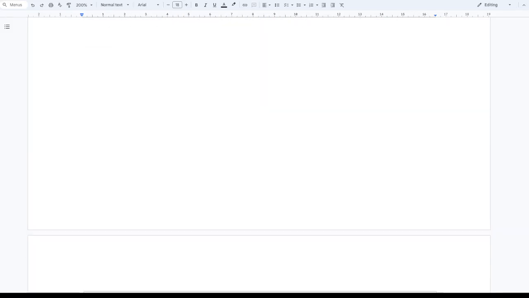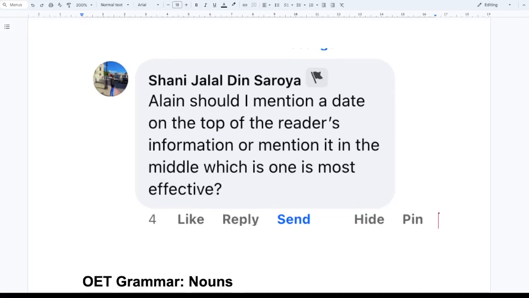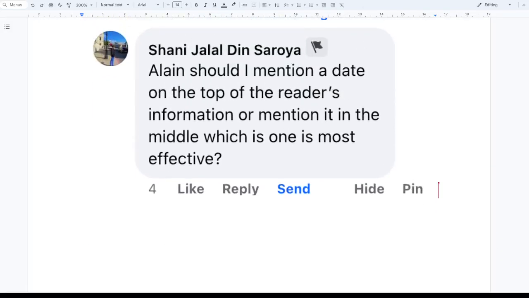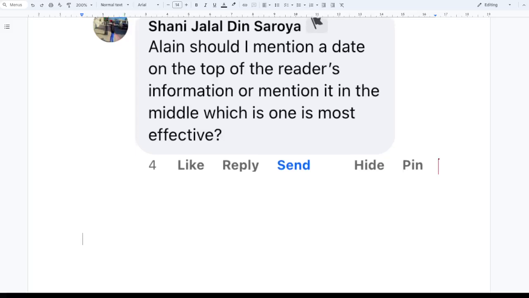Shani says, oops, sorry, this is my previous class. Alan, should I mention a date on the top of the reader's information or mention it in the middle? Which one is the most effective? Wow, what a great question. What a great question, Shani.